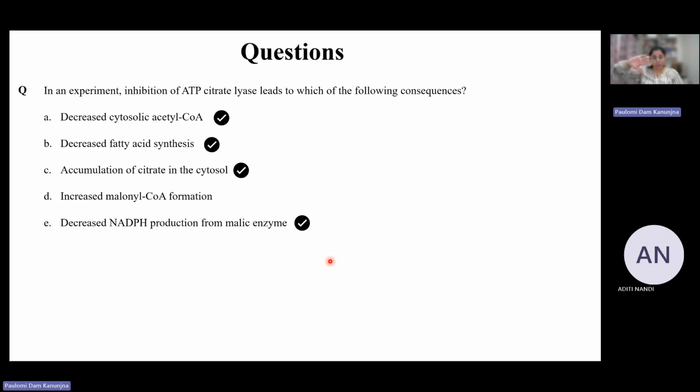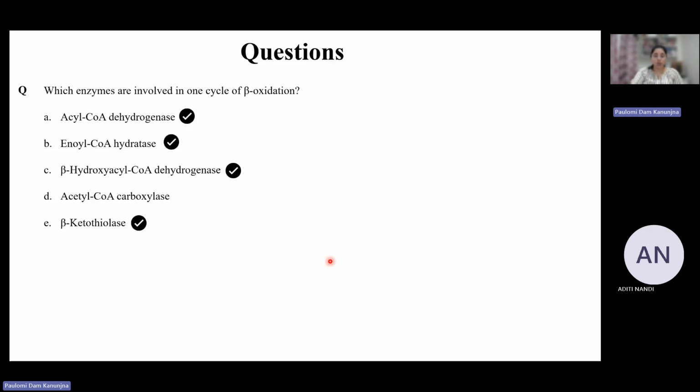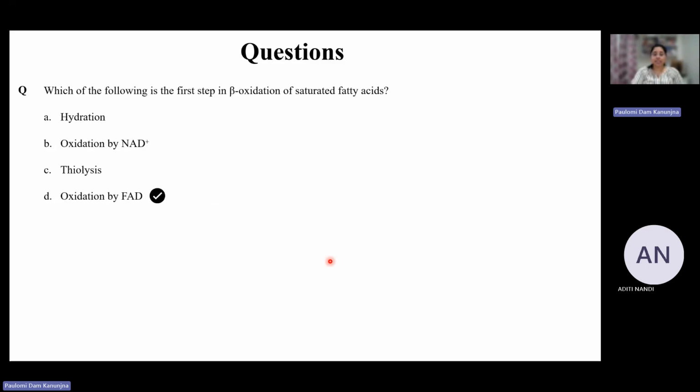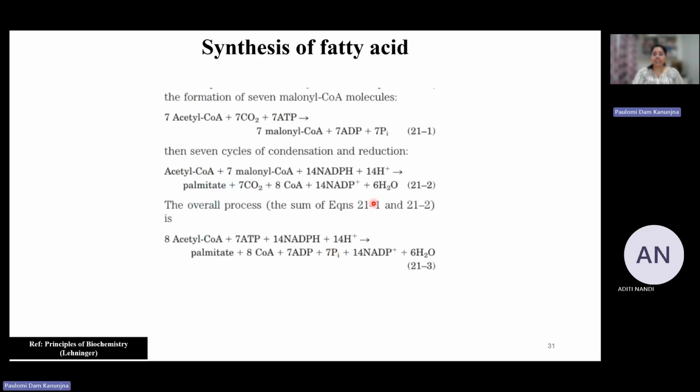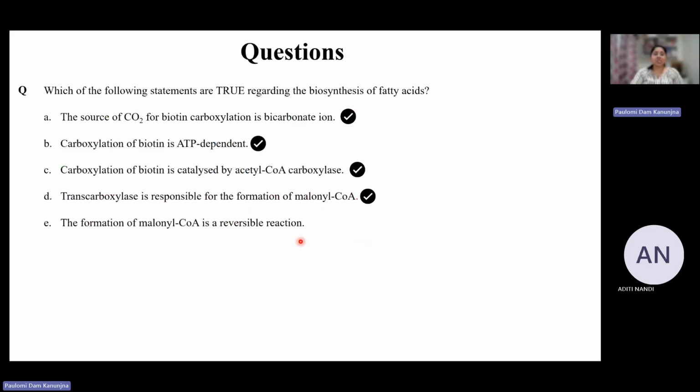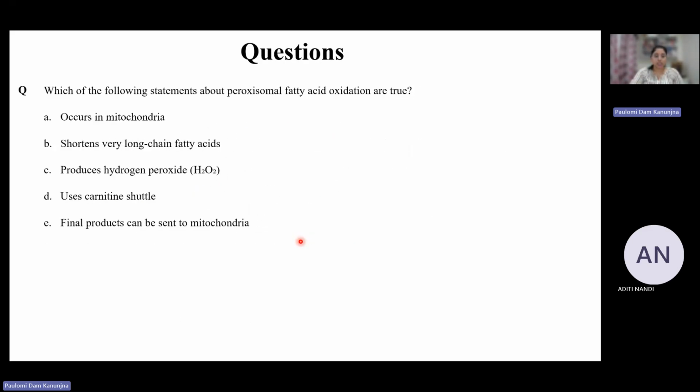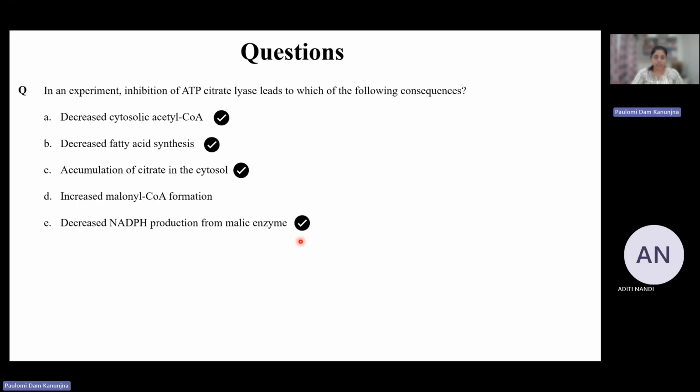Because NADPH, as we know, if you go to fatty acid synthesis, wait a minute. Yeah, you can see in fatty acid synthesis you have the usage of NADPH. This is not done anymore. So there is decreased rate of use. Yes, decreased production from malic enzyme because there is no NADPH being consumed, right? So these are all there. What doesn't happen is increased malonyl coenzyme A formation, because that will not happen.